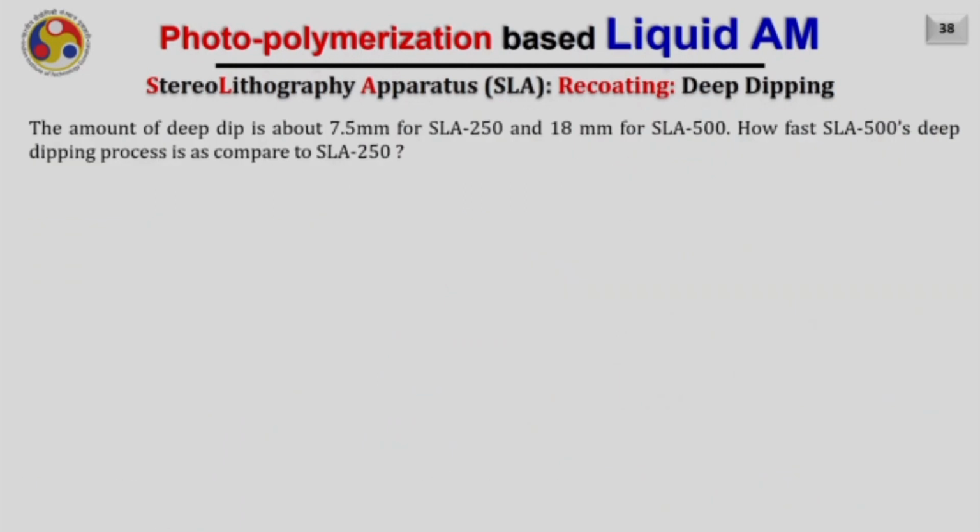Now let me consider an example. In the machines SLA 250 and SLA 500, the deep dipping is about 7.5 mm and 18 mm respectively. Then let us try to observe how fast the SLA 500 will be as compared to SLA 250, particularly for the deep dipping operation. So we have already seen the time taken for closing the depression is directly proportional to 1 upon HD square.